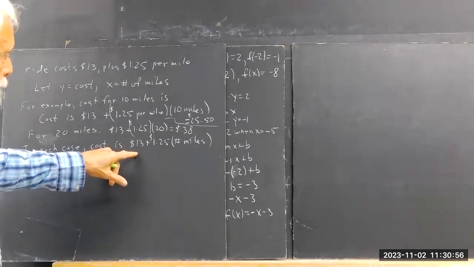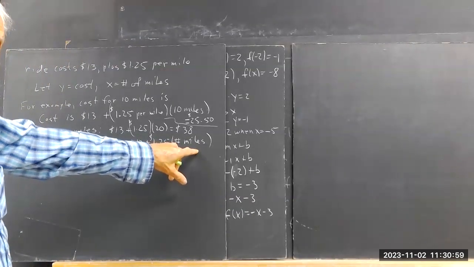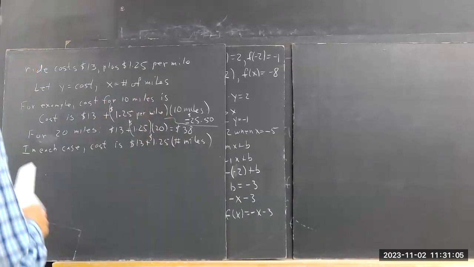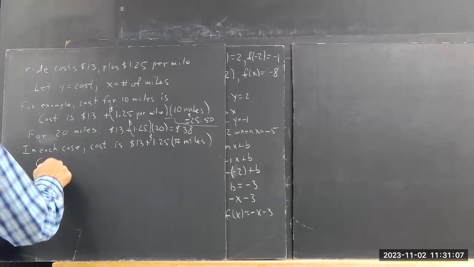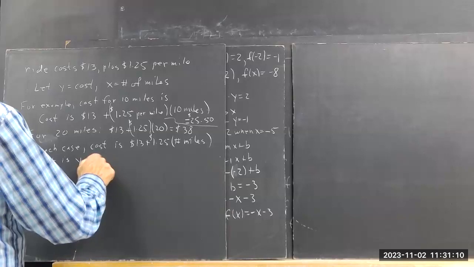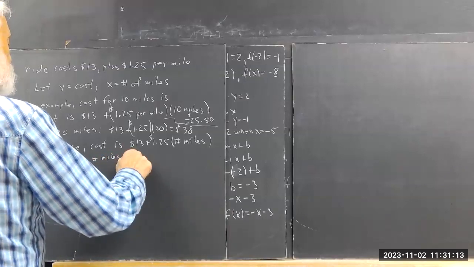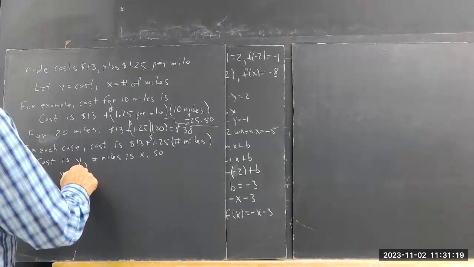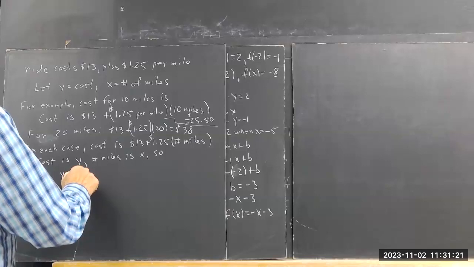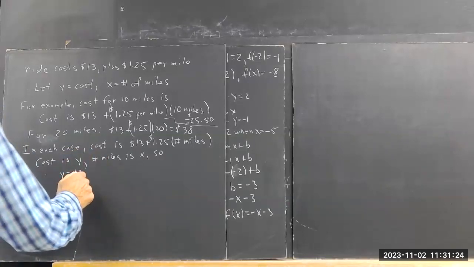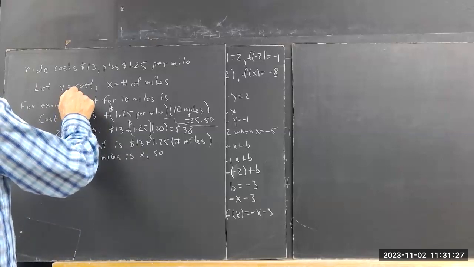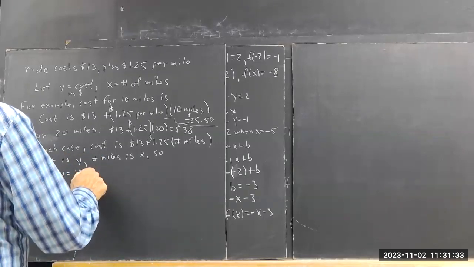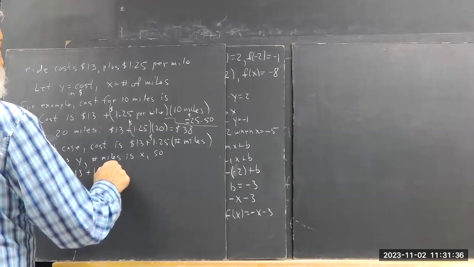In each case, the cost is $13 plus $1.25 times your number of miles. But the cost is Y and the number of miles is X. So we can say Y equals, and I'll leave off the dollar sign. We could say Y is a cost in dollars, so the dollar sign is implicit. Y equals 13 plus 1.25x.